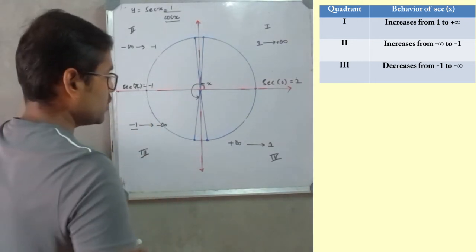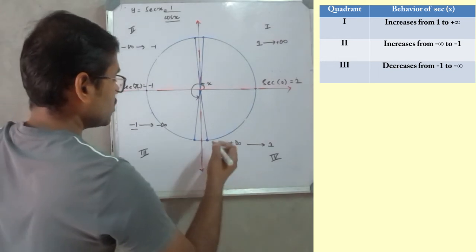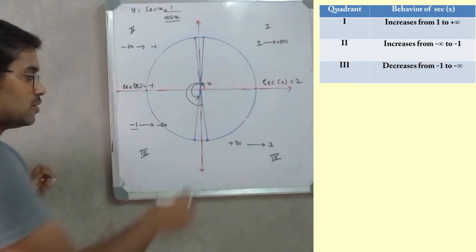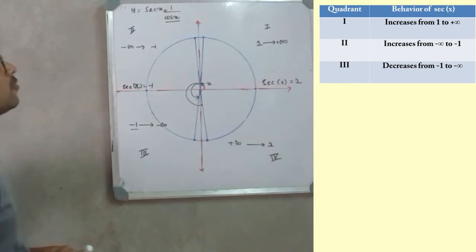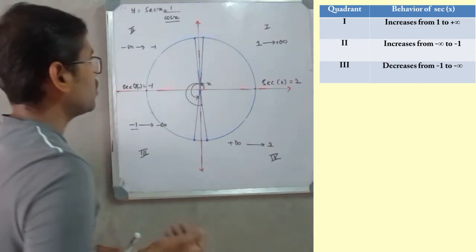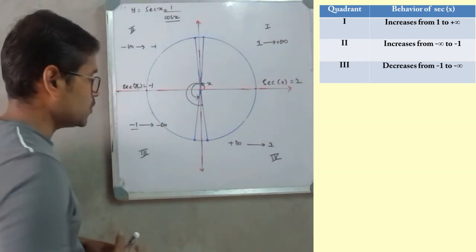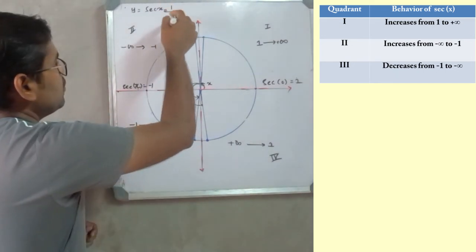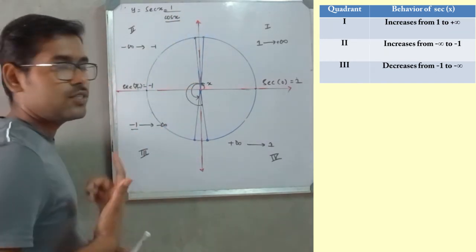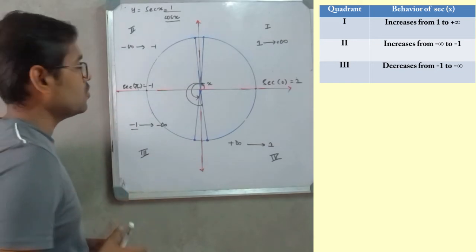Now in the fourth quadrant, if you choose the value of x which is very closer to 3 pi by 2, the value of cos x will be very small positive number, because in the fourth quadrant the value of cos x is always positive. Now if the value of cos x is very small positive number, then the value of sec x will be very large positive number.